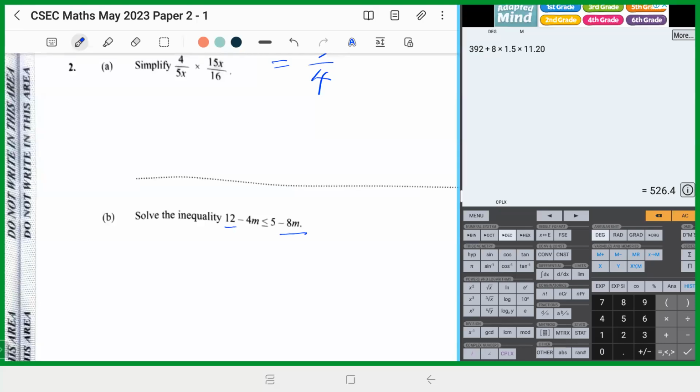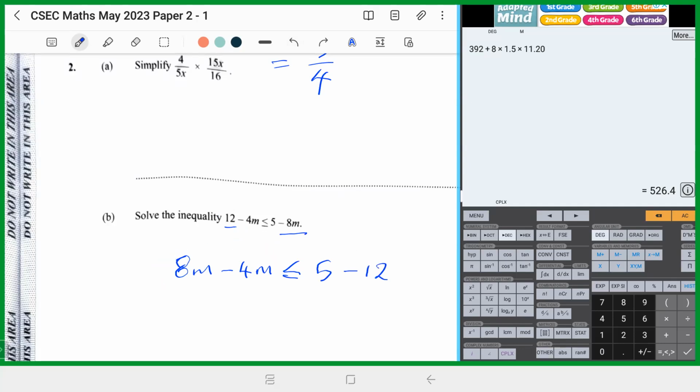All right. So now move the 8m over onto this side. It becomes a positive 8m. This minus 4m remains there, less than or equal to, this 5 remains over on this side. And then this 12, when it goes over here, it becomes negative 12. All right, that's a simple way to do this transposition.